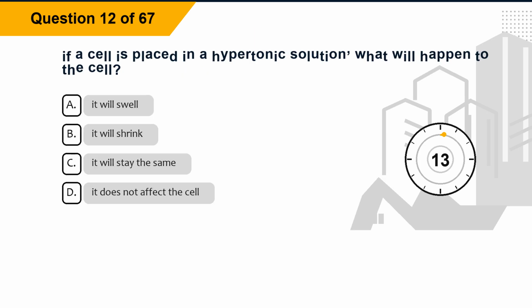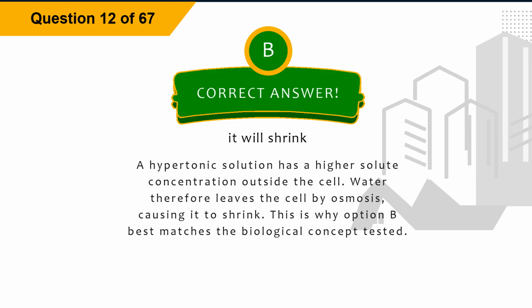Question 12. If a cell is placed in a hypertonic solution, what will happen to the cell? Option A, it will swell. Option B, it will shrink. Option C, it will stay the same. Option D, it does not affect the cell. The correct answer is option B, it will shrink.